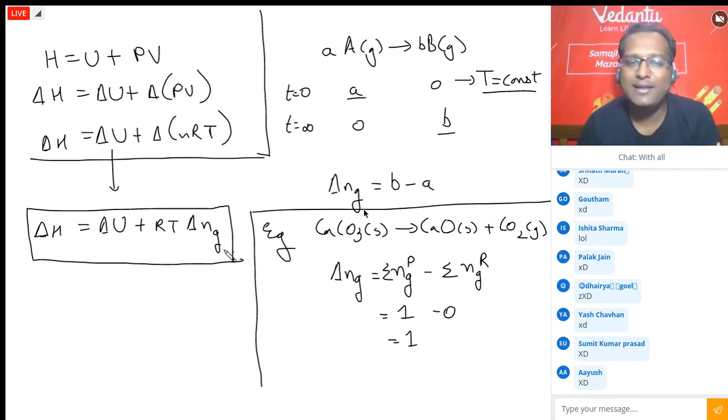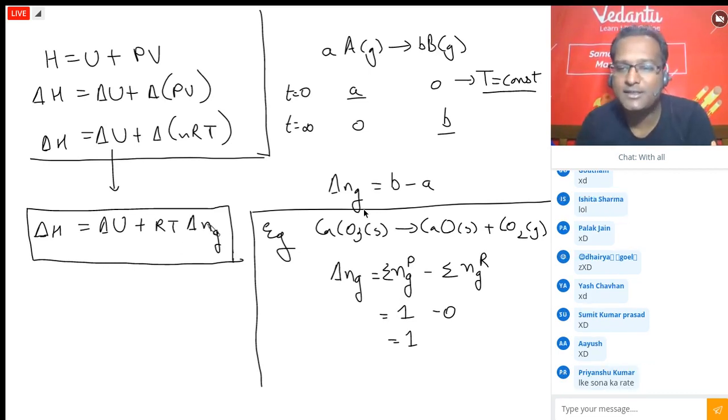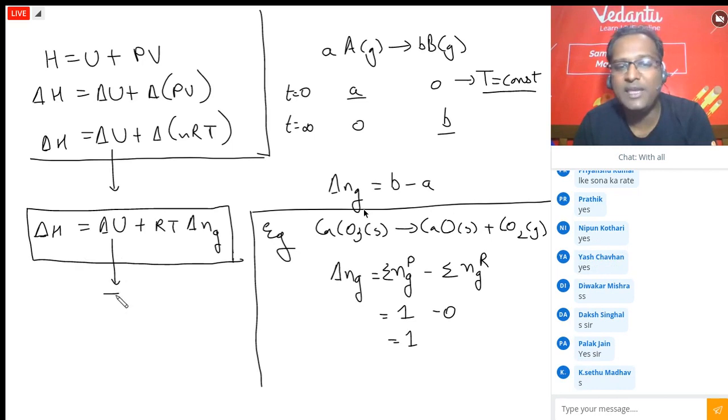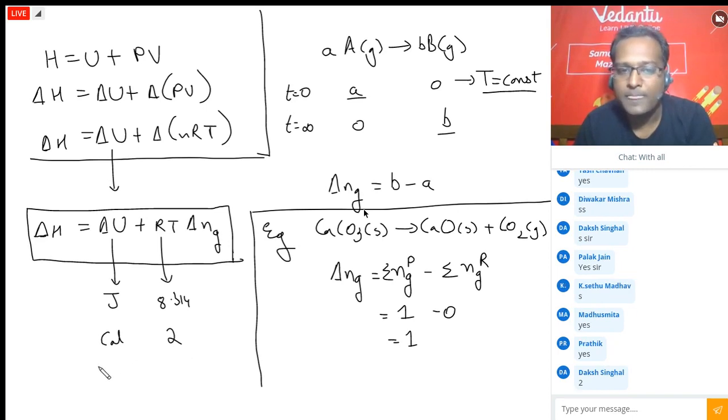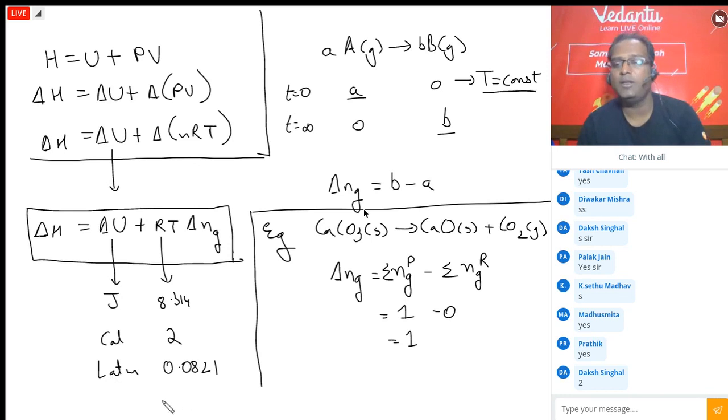Do you agree that delta U and delta H are energy terms? Exactly, Priyanshu. Delta H and delta U are energies. So if they are expressed in joules, the value of R would be 8.314. If they are expressed in calories, then the value of R will be 2. If by mistake in any question delta U or delta H gets expressed in liter atmosphere, only then R will be 0.0821. But this mistake will rarely happen. It would be rare.